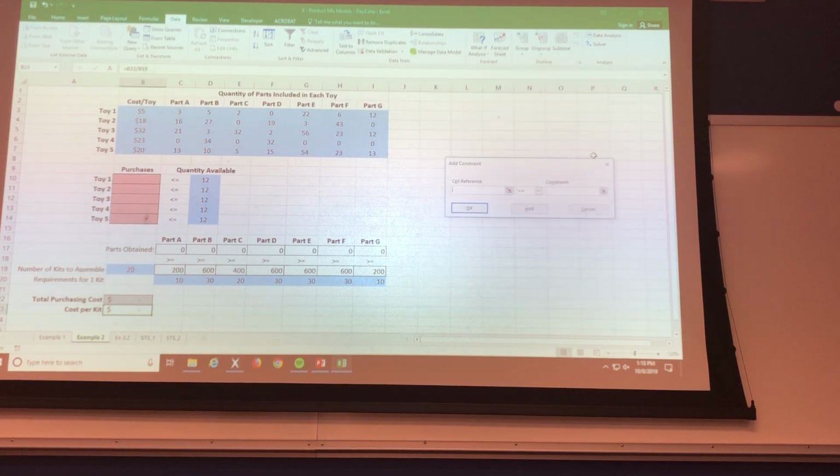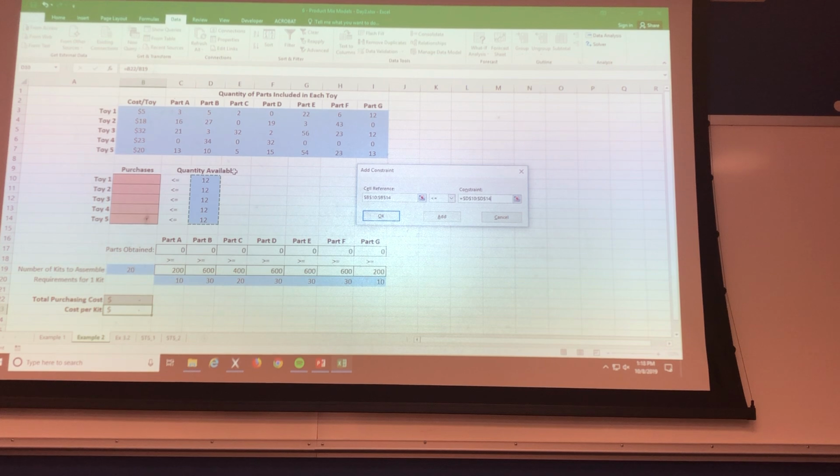And then, well, that's the changing cells. Subject to the constraints, what's one of my constraints? B10 to B14 less than 12. Yeah, so the number that you purchased in there, the B10 to B14, has to be less than the 12 toys that they have in the store. Of course, you're going to reference D10 to D14, because we're not going to put hard-coded values in there, so you're definitely going to make sure that you have the flexibility to change those later. Okay, so B10 to B14 less than or equal to D10 to D14. What's another one?